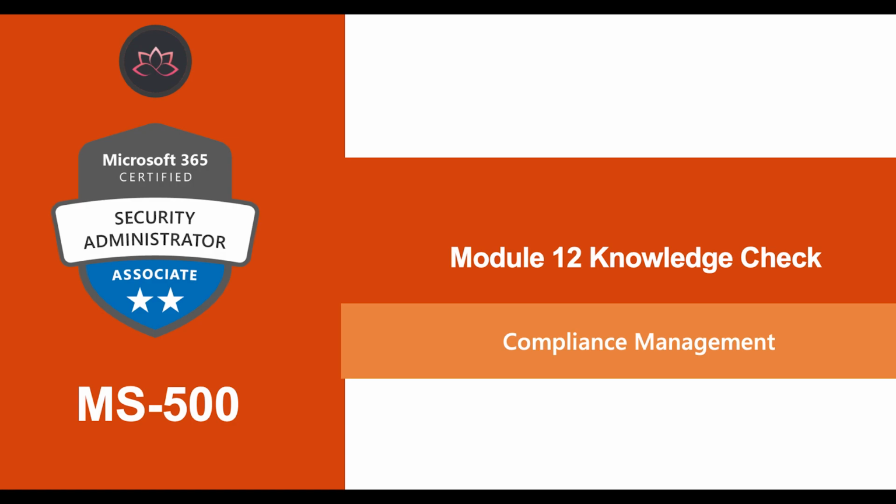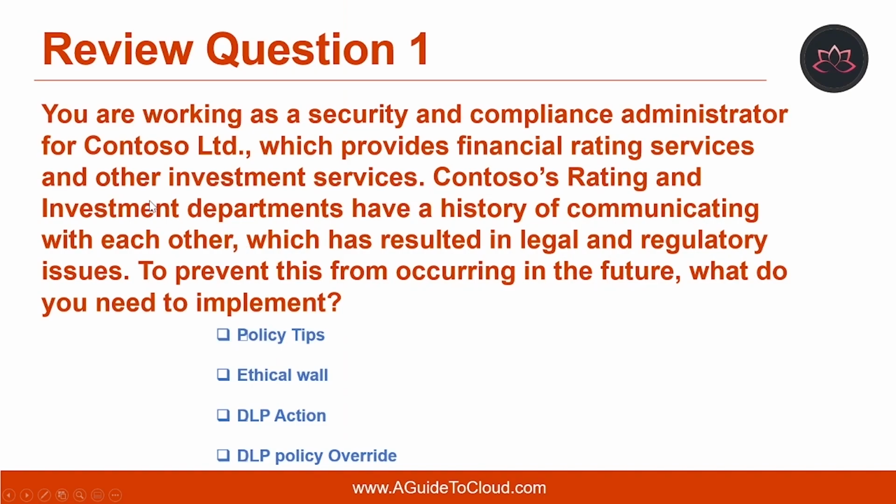In this section, we are going to go through compliance management review questions. Let's have a look at the first question. You are working as a security and compliance administrator for Contoso Limited, which provides financial rating services and other investment services. Contoso ratings and investment departments have a history of communicating with each other, which has resulted in legal and regulatory issues. To prevent this from occurring in the future, what do you need to implement? The correct answer is ethical wall.